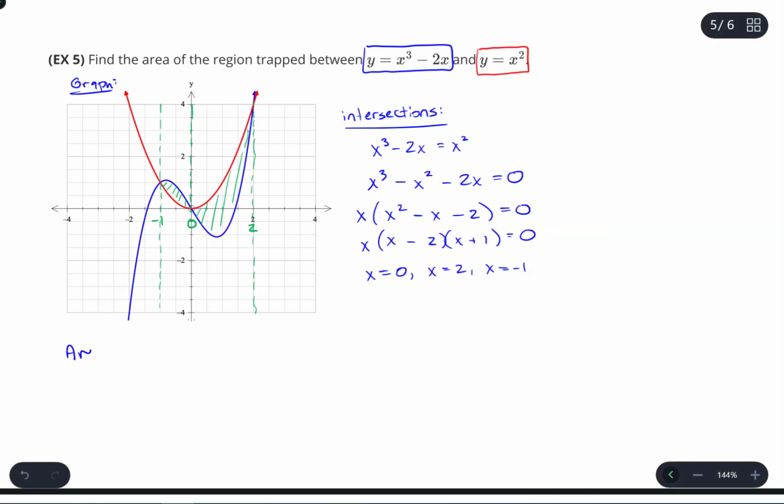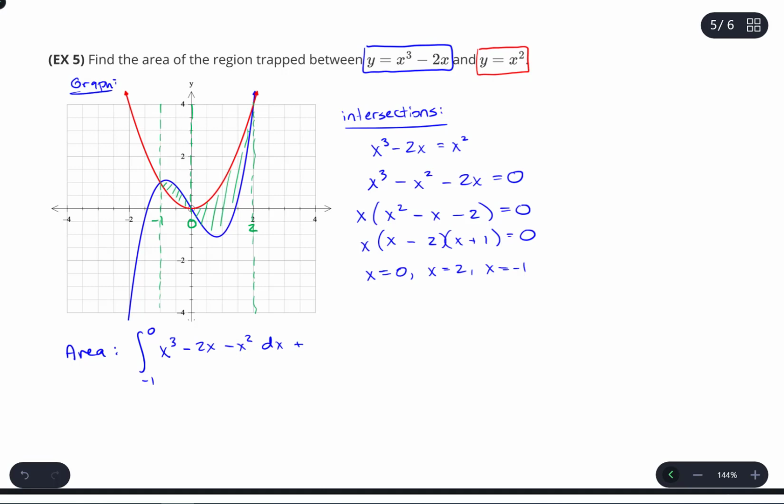So the area here, we would need to do an integral first from -1 up to 0. And in this interval, the cubic is on top. So it would be x cubed minus 2x and then minus x squared dx.